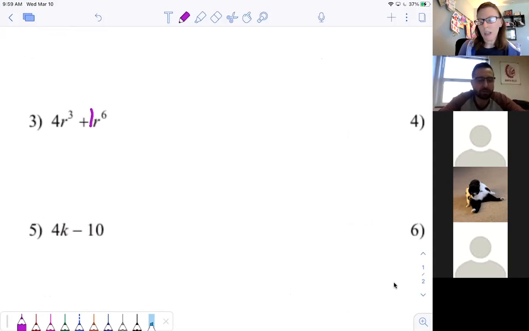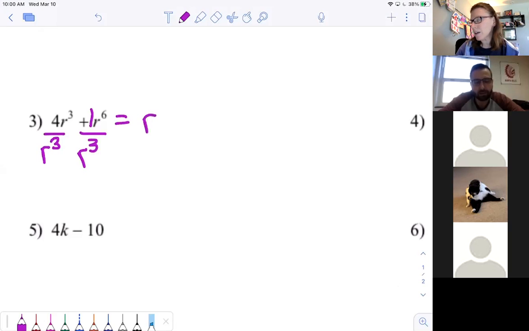But if you look at the variables, Bill, how many r's would they have in common? So how many r's could we take out as a GCF here, Bill? 3. Yeah, so we could just take out r cubed, and that's it. So sometimes a GCF might just be a variable and not a number. And that's okay. They still have a GCF. You're still pulling something out.